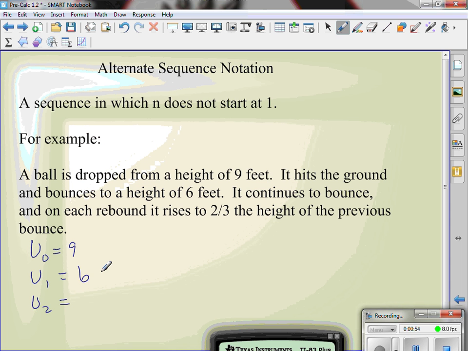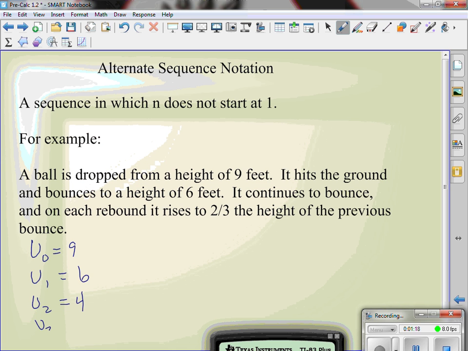We're talking about bounces. Has it bounced at 9 feet? No, it bounces and then it goes. So after the first bounce, it goes 6 feet. This is one of the weird occasions where it has u sub 0. You can look backwards. It's before it was even dropped. What's 2/3 of 6? 4.